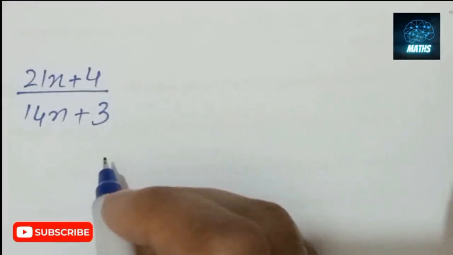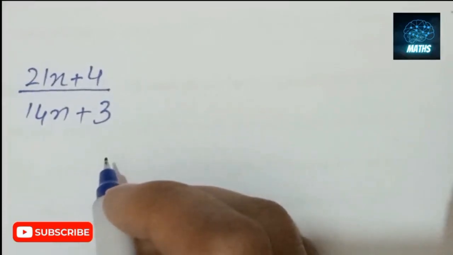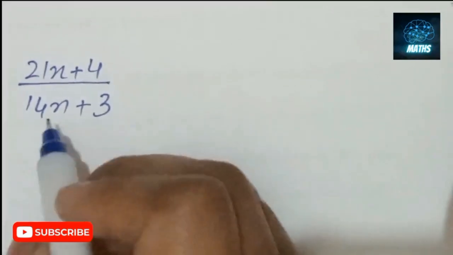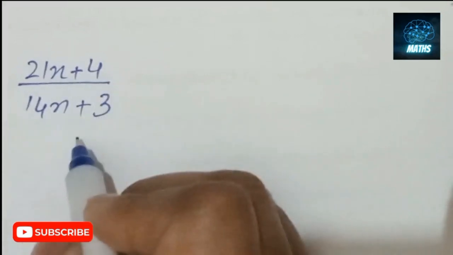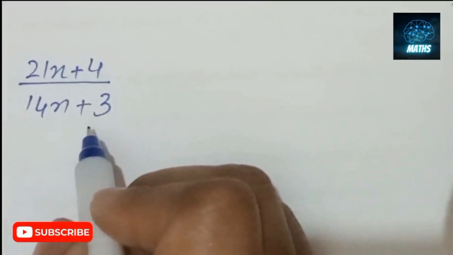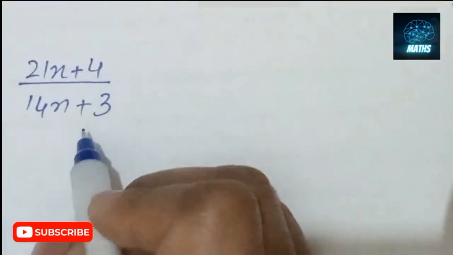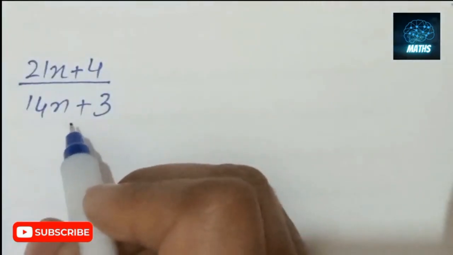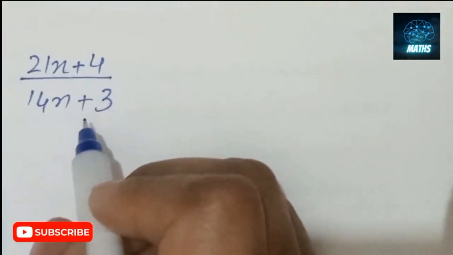Hi everyone, today we're going to solve a very easy problem asked in the IMO. We have to prove that 21n plus 4 over 14n plus 3 is irreducible for every natural number n. So to prove this, 21n plus 4 over 14n plus 3, this is a fraction, as we know.